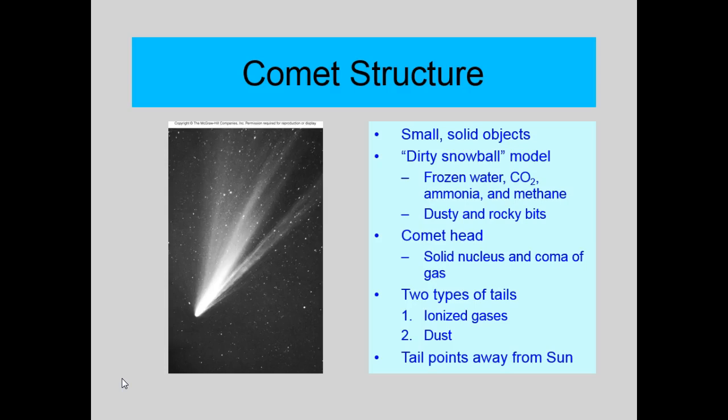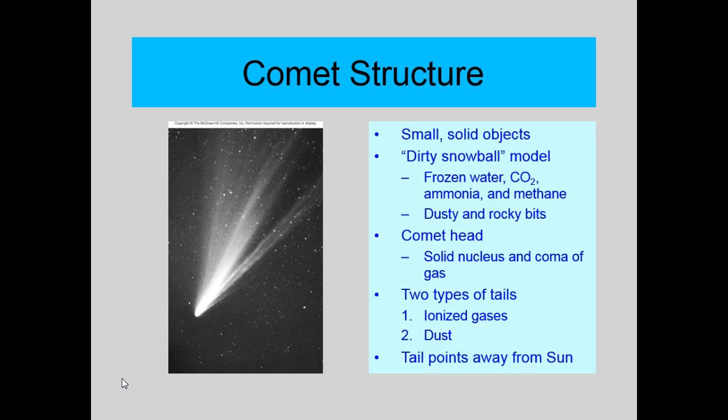Which way is the sun? Lower left. The sun is down here. The head of the comet is always pointed toward the sun. Which way is this comet going? Toward the sun or away from the sun?